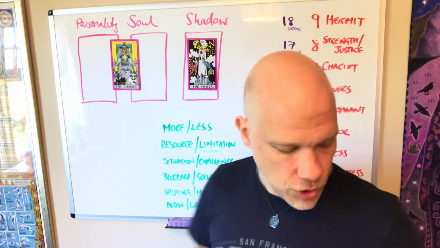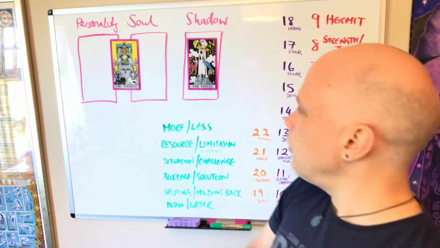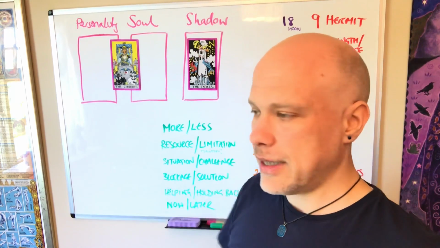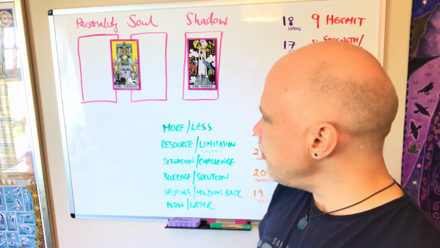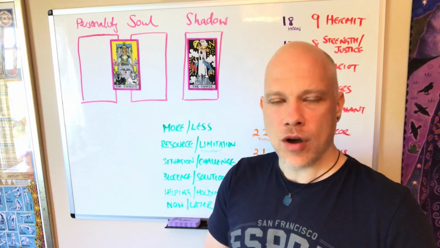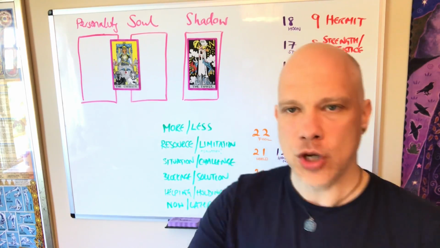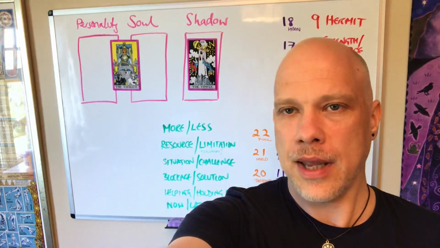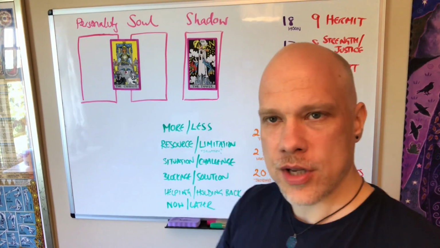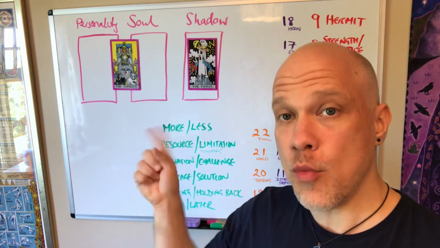So the way that I would do this in your spread is I would lay out your personality, soul and shadow cards, and then you decide which of the following two card spreads you would use to illuminate those cards. Let me just turn this light down so you can see them.